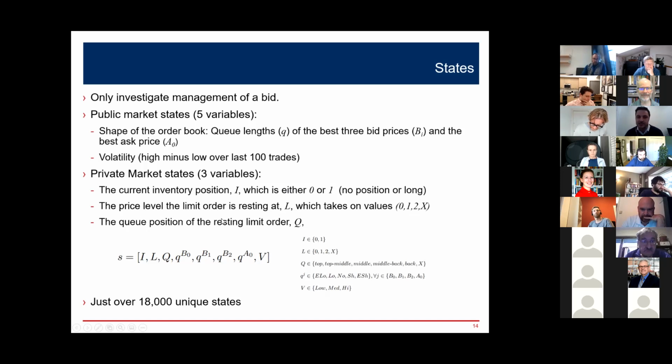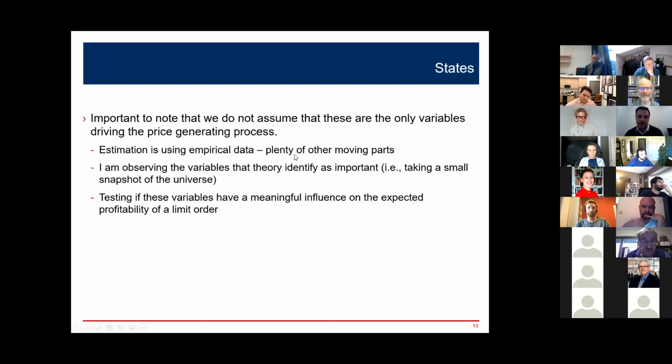And the last thing to consider is the queue position. Again, I'm going to discretize that into 5 possible locations in the order book, at the top of the queue, all the way back to the back of the queue. So all up, I'm going to have 8 variables that define the state space, resulting in 18,000 unique states.